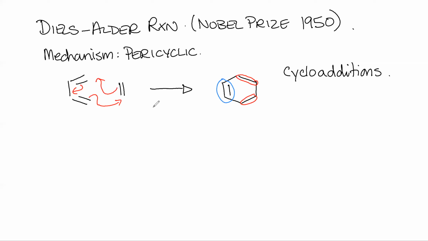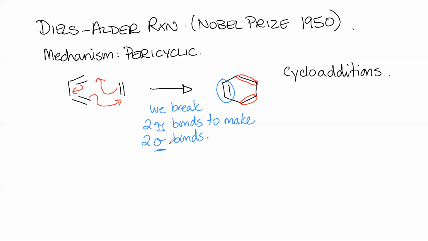So we break 2 pi bonds to make 2 sigma bonds. Remember, in pi bonds the orbitals overlap side by side, and in a sigma bond it's a head-to-head overlap. So sigma bonds are technically stronger bonds. So you're giving up some pi bonds to make some sigma bonds.